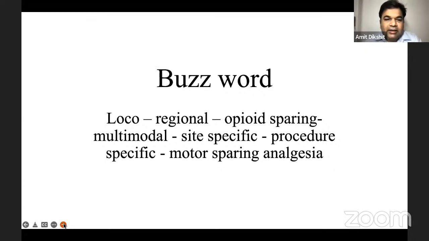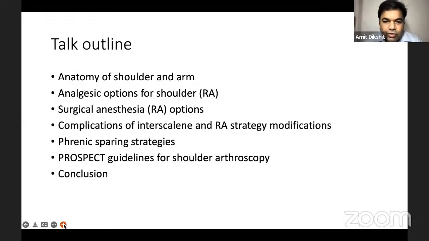My talk outline will include the anatomy of the shoulder and arm, then the analgesic options, because not every time is it for surgical anesthesia. It can be under general anesthesia, and we have to give analgesic options. Then I'll be discussing surgical anesthesia strategies, some of the complications of interscalene block, and RA strategy modification.